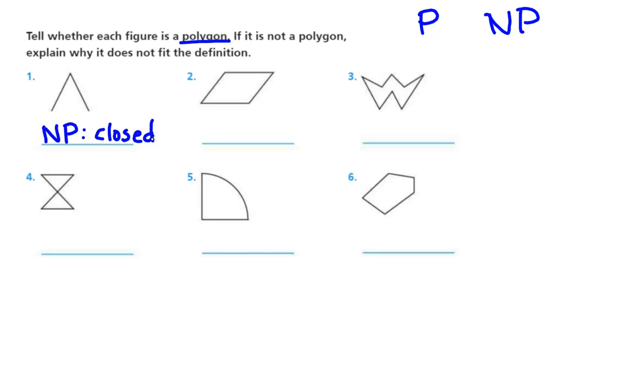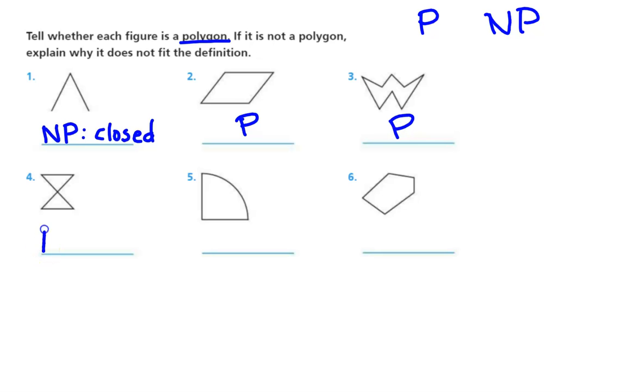And then for number 2, that is definitely a polygon. In fact, we learned about that the other day. That's a quadrilateral we call a parallelogram. Letter 3, I see all line segments. I see that it is closed, and I see that it is more than 2 lines. So I would say that yes, that is a polygon.